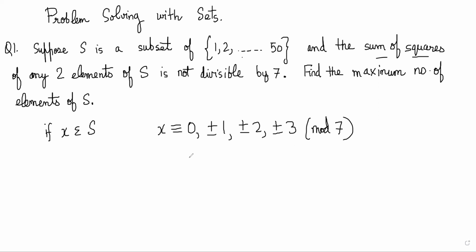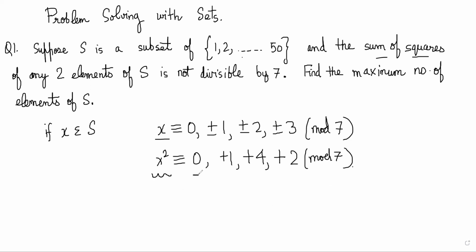Now, if you think about it, what is X square? X square will correspond to 0, plus, there will be no minus, 0, plus 1, plus 4 and plus 2 mod 7, right? So if you square this X number, you can get these remainders when you divide by 7: 0, 1, 4 and 2, right?